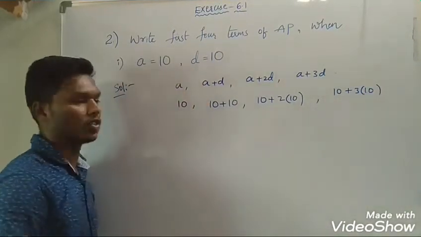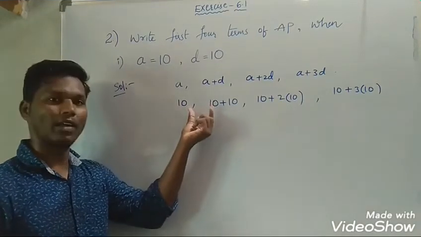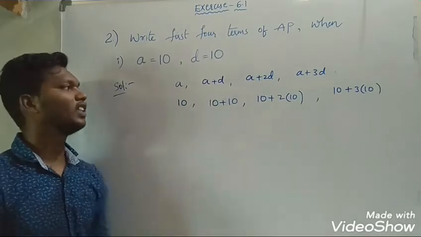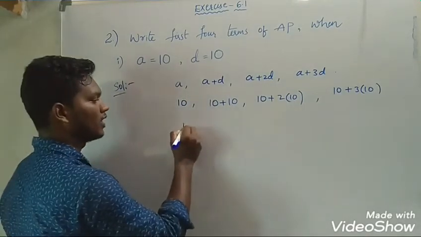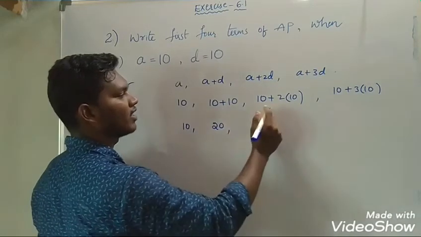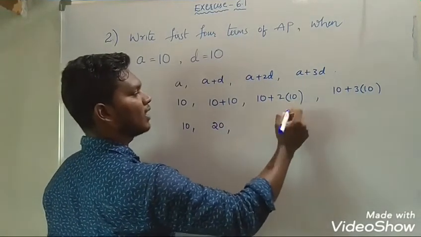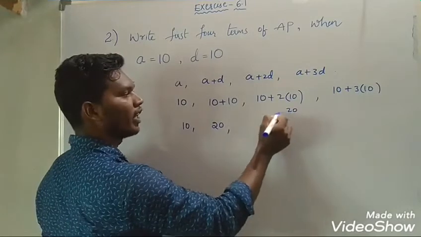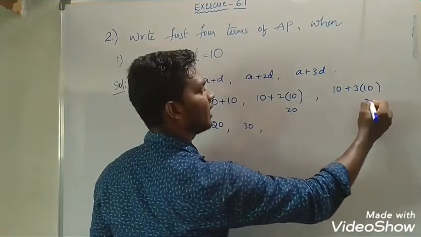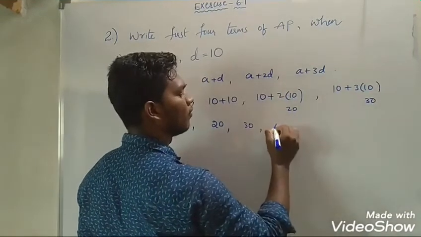Okay friends, hope you understood. Nothing special, I just substituted the values of A and D in the general form. So here 10 means 10. 10 plus 10 will be 20. And see friends, here 10 plus 2 tens are 20, so 20 plus 10 is 30. Here 3 tens are 30, and 30 plus 10 will be 40.